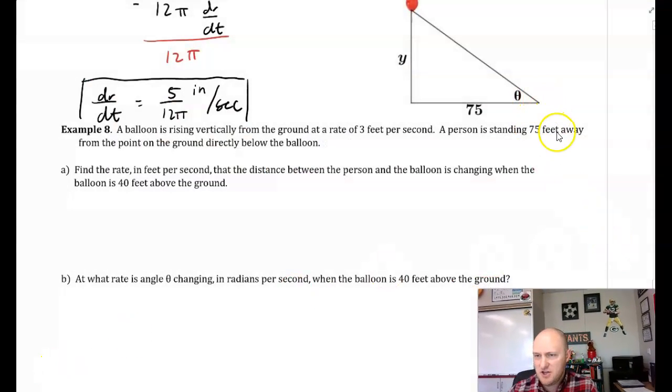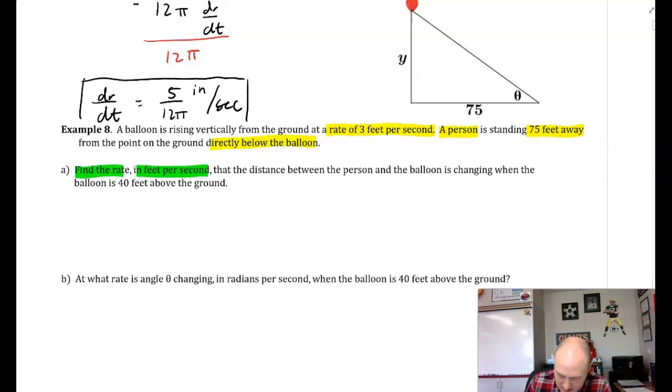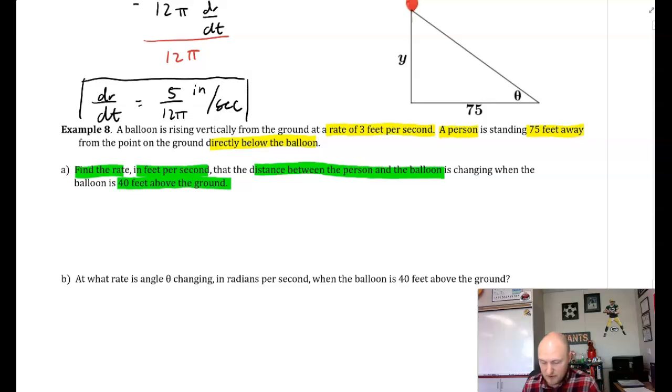All right, continuing in the notes, example number 8. A balloon is rising vertically from the ground at a rate of 3 feet per second. A person is standing 75 feet away from the point on the ground directly below the balloon. Part A: find the rate in feet per second that the distance between the person and the balloon is changing when the balloon is 40 feet above the ground.